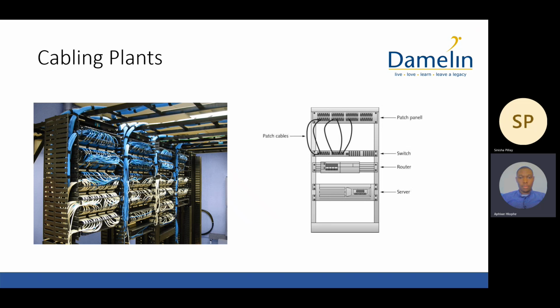Cabling plants, these look very scary. Trying to troubleshoot this will be very time consuming. But the diagram you see on the right-hand side, we call that a distribution rack. It's used to mount our servers, our routers, our switches in a server room. So you're most likely to see cabling plants in server farms, in whatever server room you have in big companies. We have the patch panel, which is a panel where after we mount our switch or hub, we can connect to that. And then we have our patch cables, which connect to the patch panels.